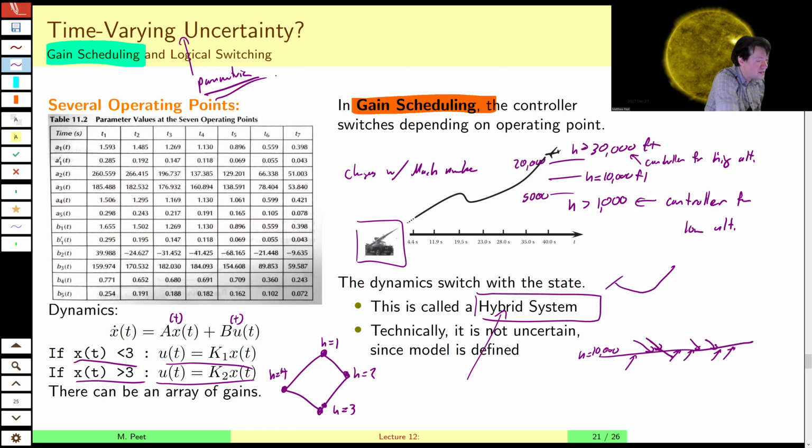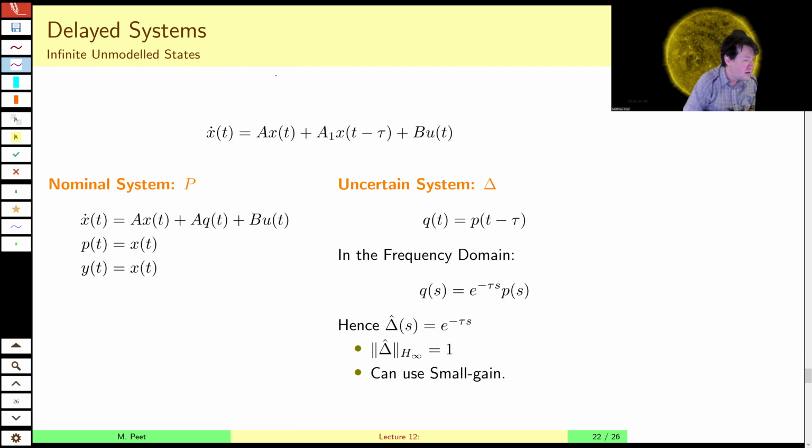And this gain scheduling scenario is a very common source of models in robust control, especially for that parametric uncertainty case, time-varying parametric uncertainty. Another example of unmodelled states is the case of delays, right?